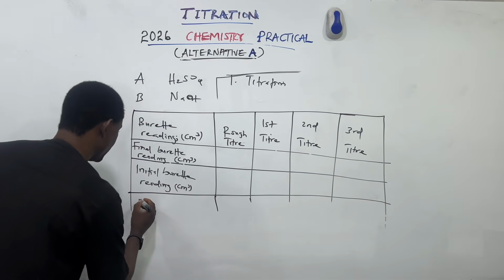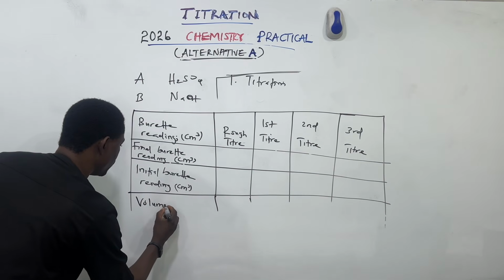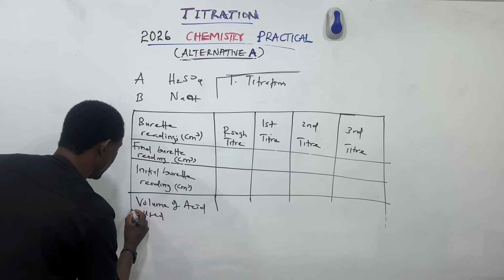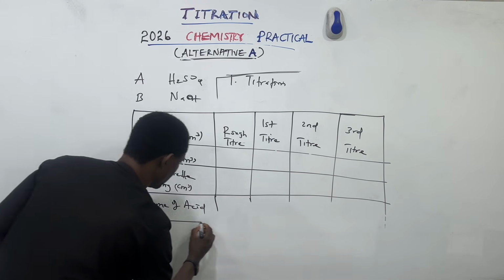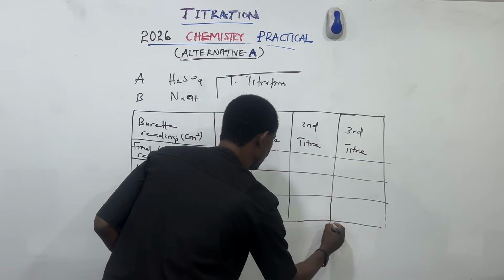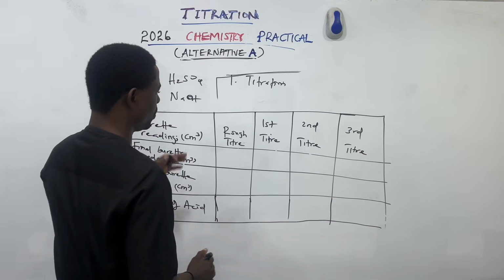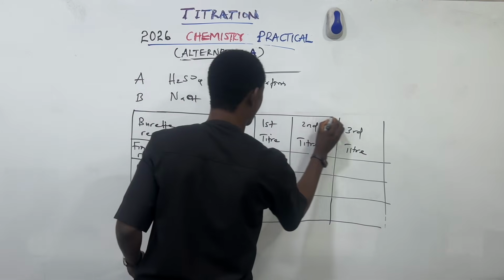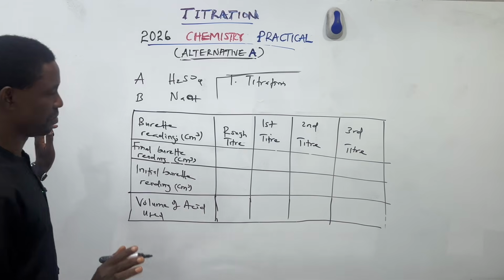So this is volume of acid used. That means after the titration, this is the volume that you used. Let's manage this table like this. So it's okay that way.